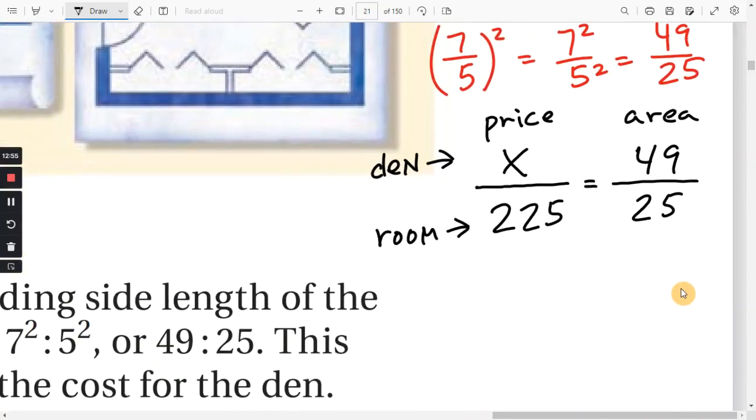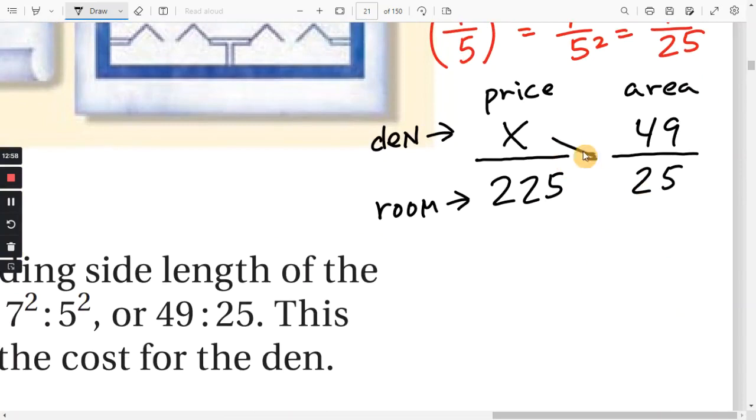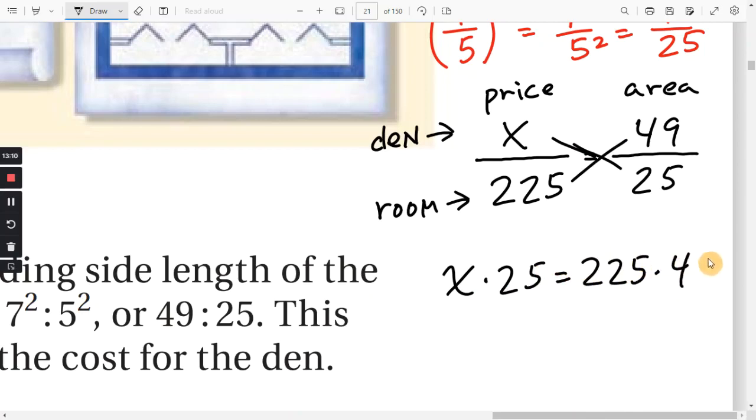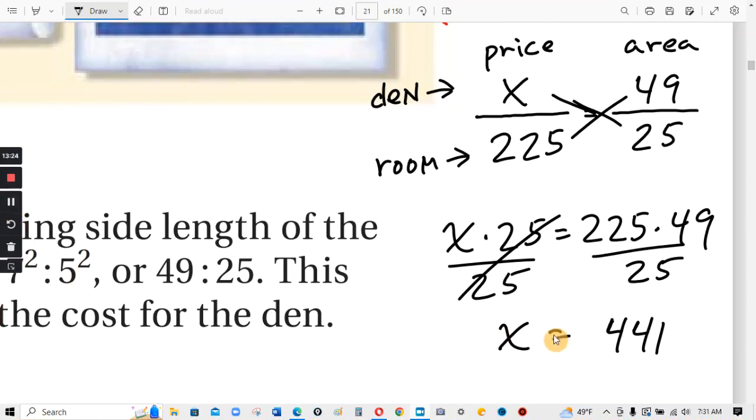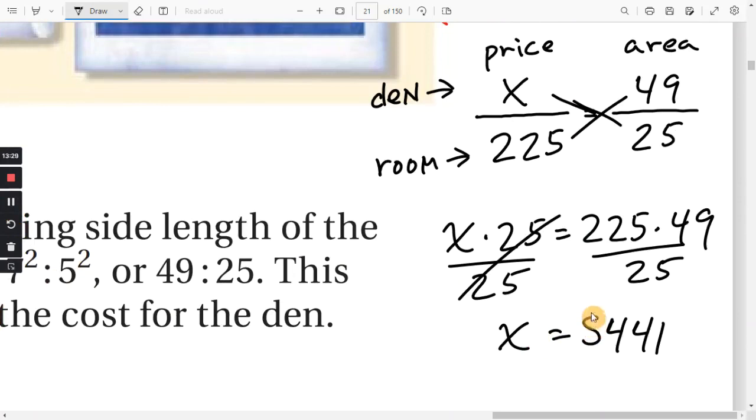Okay, and now just cross multiply. X times 25, top times bottom, is going to equal bottom times top, 225 times 49. Solving for X, divide both sides by 25. Cancels here. I'll do this on the calculator. 225 times 49 over 25. And I get 441. That was a price. So the units are in dollars.